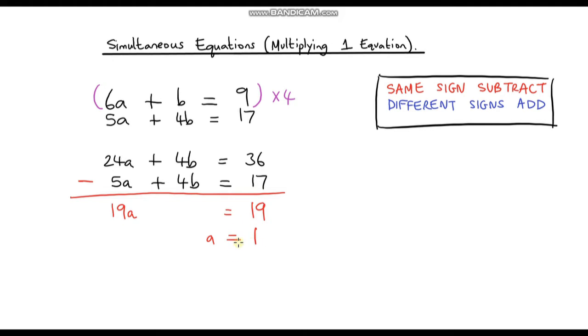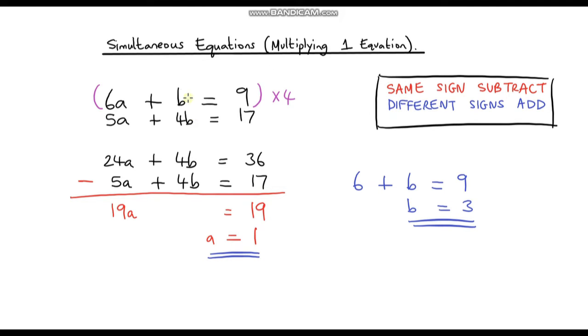Now we can substitute this back into one of our equations. It doesn't matter which one we choose. We could choose the top one, the second one, or even this one here. Any one of these will always give us the same answer. So let's choose the top equation. We've got 6a, and we know a is 1, so that's 6 times 1, which is 6, plus b, and that is equal to 9. So we can subtract 6 from both sides, and we're left with b is equal to 3. So our solutions are a equals 1 and b equals 3.